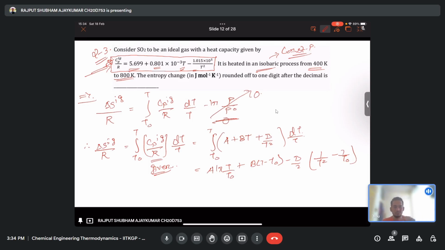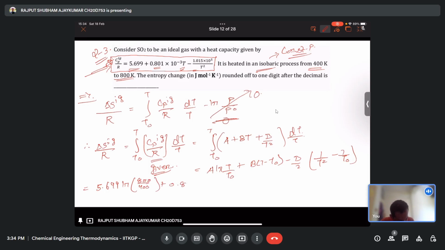Okay, now just integrate this term and put those values in these terms. So what will happen? I will try to put this term. So A is 5.699 ln of... So we have been given T1 and T2. T is the final temperature, that is 800 by 400.